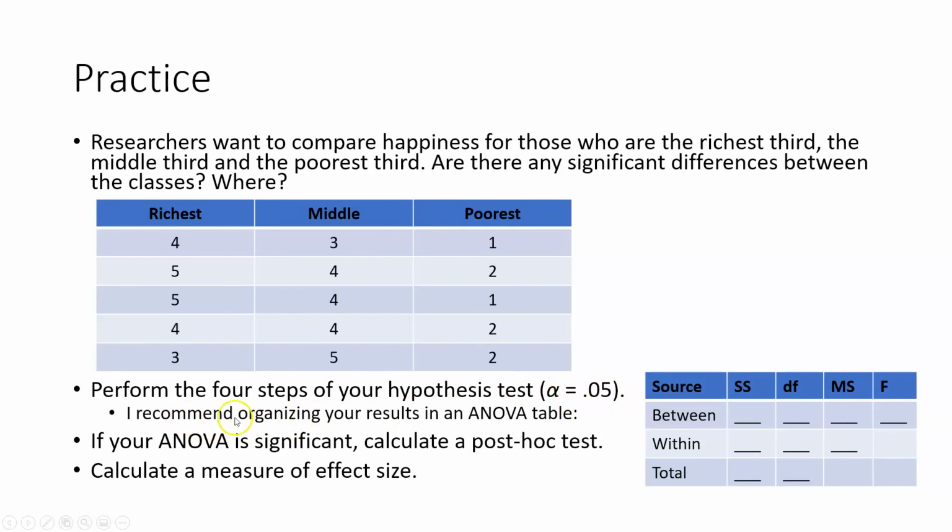I want you to perform the 4 steps of your hypothesis test using an alpha of 0.05. I recommend that as you do that, you put your results in an ANOVA table like this, with all 9 of these steps articulated. If your ANOVA is significant, then you should calculate a post hoc test as well, and calculate a measure of effect size, and then write it up as if for publication. Please pause your video, work through this example, and then when you're ready, move on to see the answers.